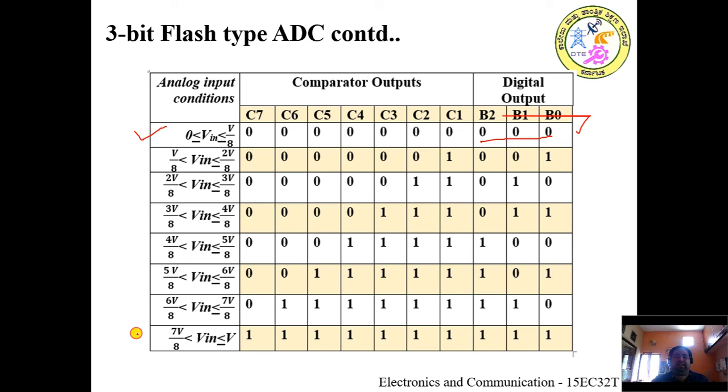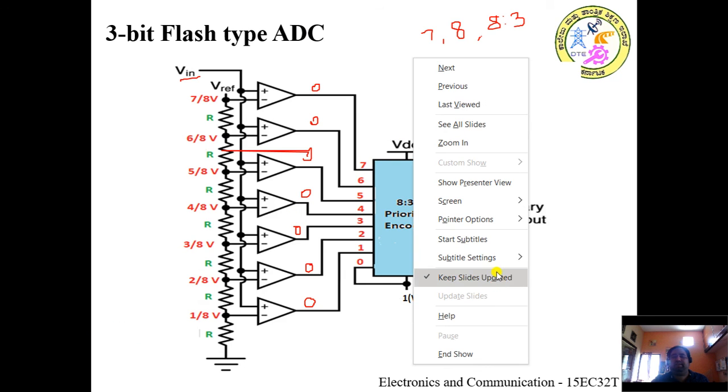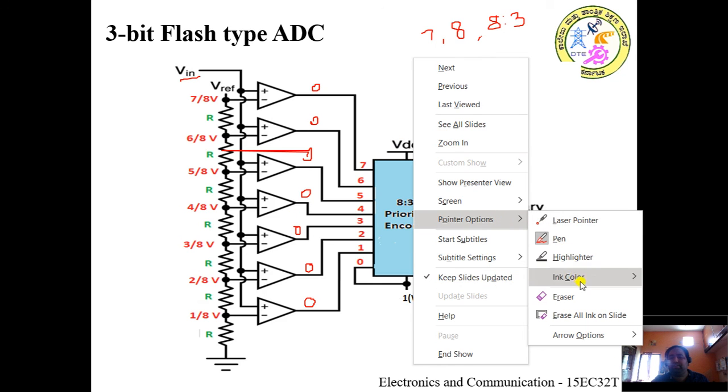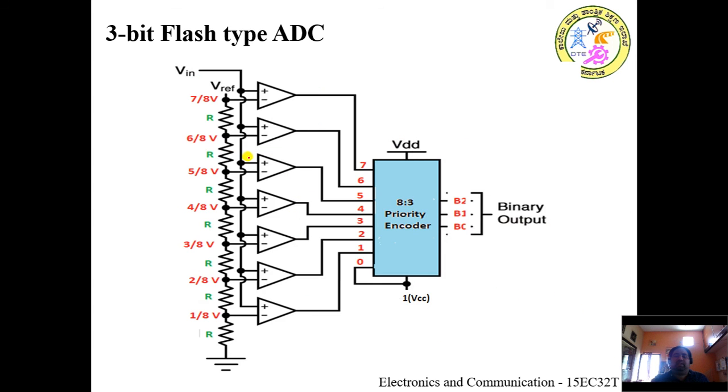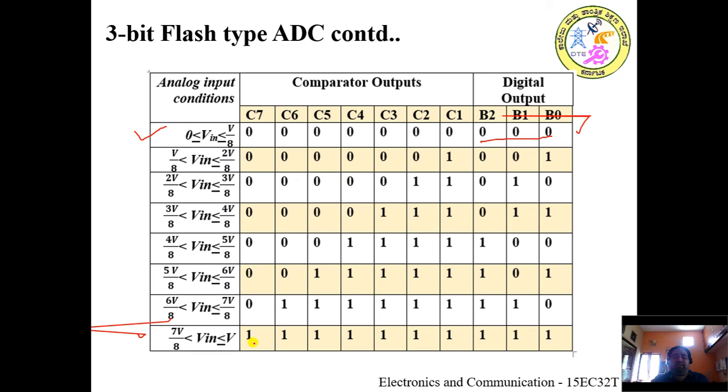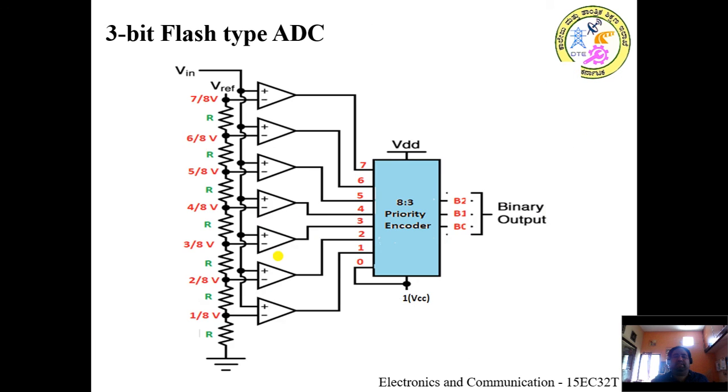Let us see the last combination. In the last combination, it says Vin is greater than 7V by 8. The 7V by 8 is nothing but the reference voltage for the 7th comparator. Since the unknown analog input voltage at the non-inverting terminal is greater than 7V by 8, it would produce a result 1 at its output.